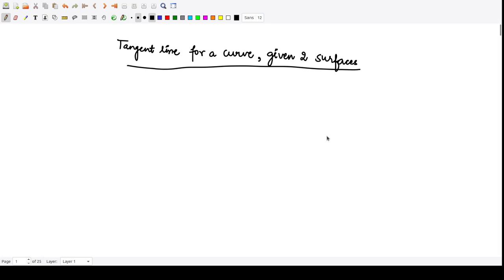Okay, so now suppose you are given the equations of two surfaces. That means you have two surfaces. Suppose the first surface S1 is given by the equation f of x y z is equal to 0, and another surface S2 has the equation g of x y z is equal to 0.